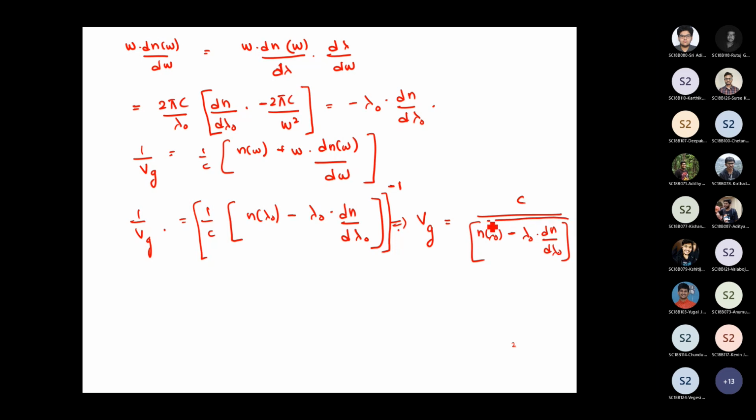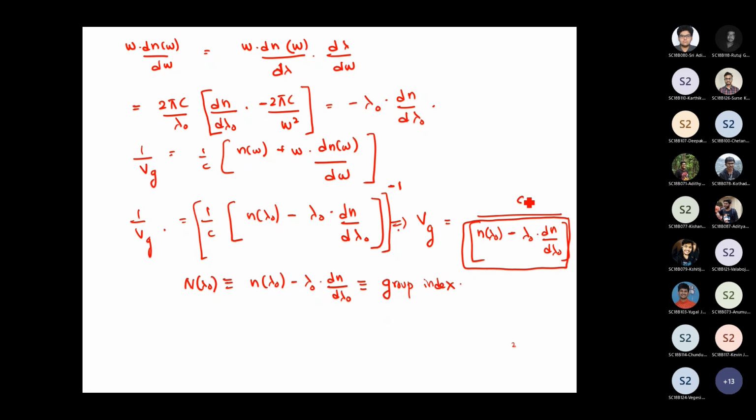So this denominator term, this entire term, n of lambda naught minus lambda naught into dn divided by d lambda naught, will be represented as capital N of lambda naught. This term I would call the group index.